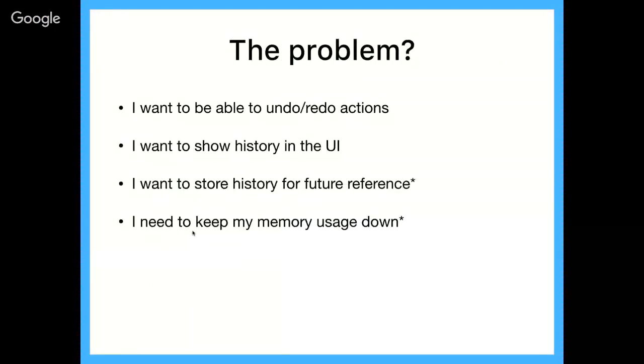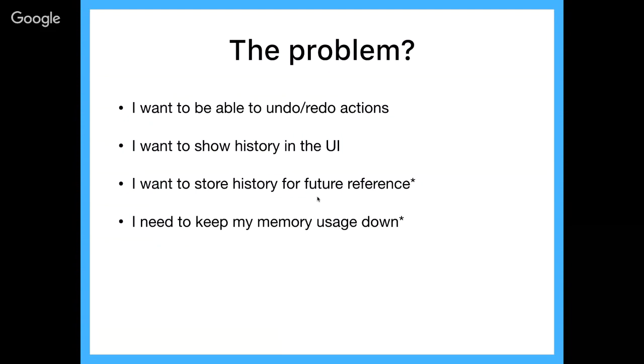So my problem was I wanted to be able to undo and redo actions, which I can do with any of those enhancers. I want to show the history in the UI. That actually eliminated all but Redux undo because I want access to that history. These last two I have a little asterisk by because these are specific to my needs. I want to store the history for future reference. So in my example, after a game is over, I want to be able to look back and see the most properties that were bought in a game of Monopoly. But you just want to see the actual timeline, not anything that was redone. Yeah, exactly.